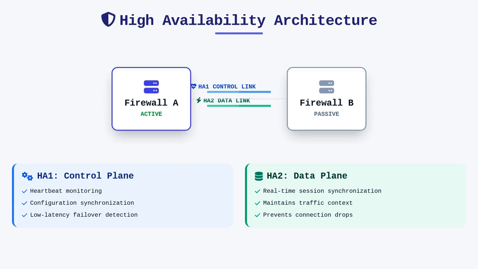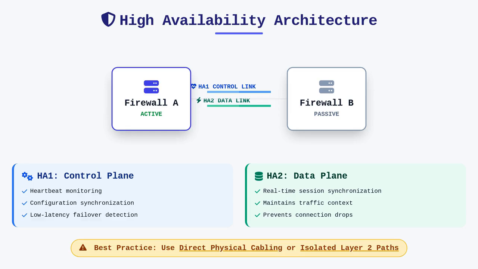Meanwhile, the HA2 data plane link handles the direct synchronization of session information, ensuring that if a failover occurs, the new active device already possesses the necessary context to continue processing traffic without dropping existing connections. Because these links are mission-critical, industry best practices dictate the use of direct physical cabling or dedicated isolated Layer 2 paths, avoiding shared network infrastructure whenever possible.